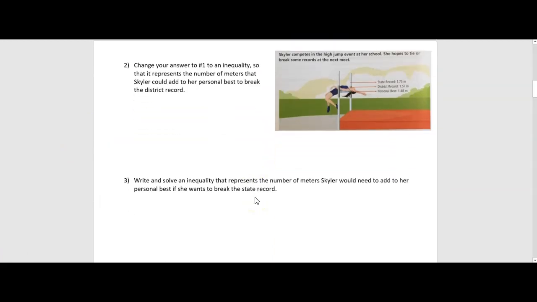So number 2 says, change your answer to number 1 to an inequality so that it represents the number of meters that Skylar could add to her personal best to break the district record. So remember that our equation was 1.48 plus x equals 1.57. That would be if she wants to tie the district record. But if she needs to break it, she needs to get more than 1.57 meters.